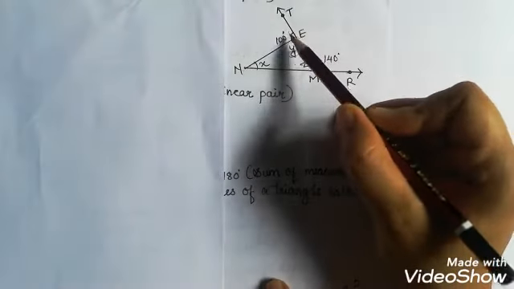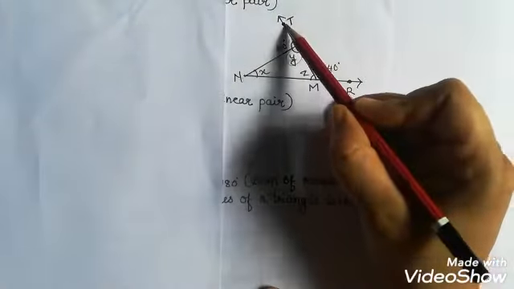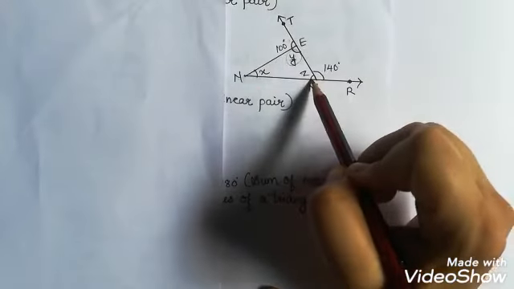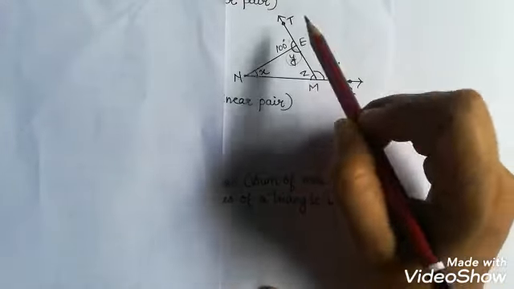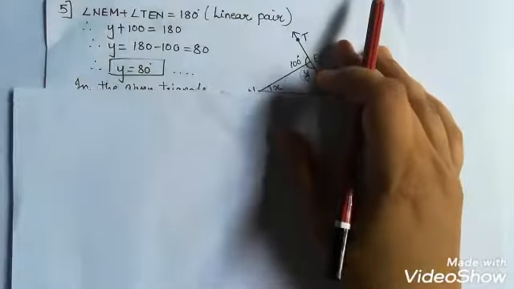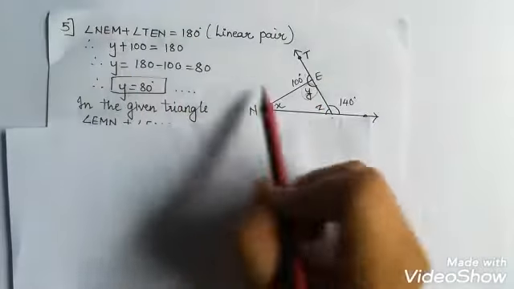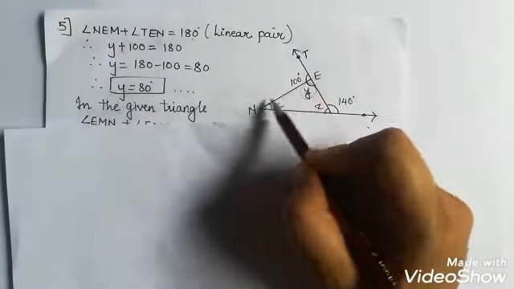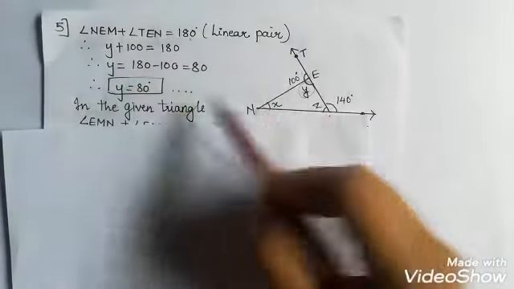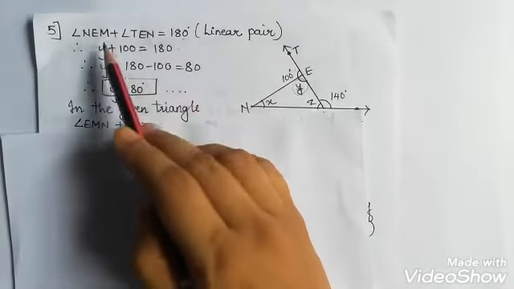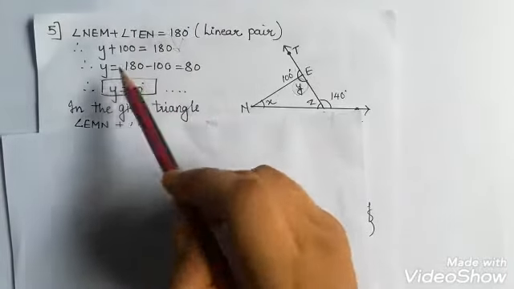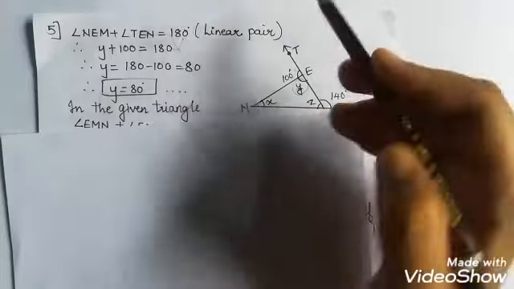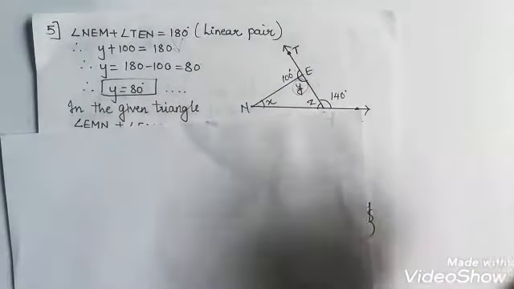Now if I see the relation between these two angles, they form a linear pair, right? That means angle TEN and angle NEM add up to 180 degrees. That is a linear pair of angles. So I will write angle NEM and angle TEN is equal to 180, that is a linear pair. So TEN is 100 and NEM is y, which is equal to 180. Therefore y is equal to 180 minus 100, which is 80. So you get the measure of angle y as 80 degrees.